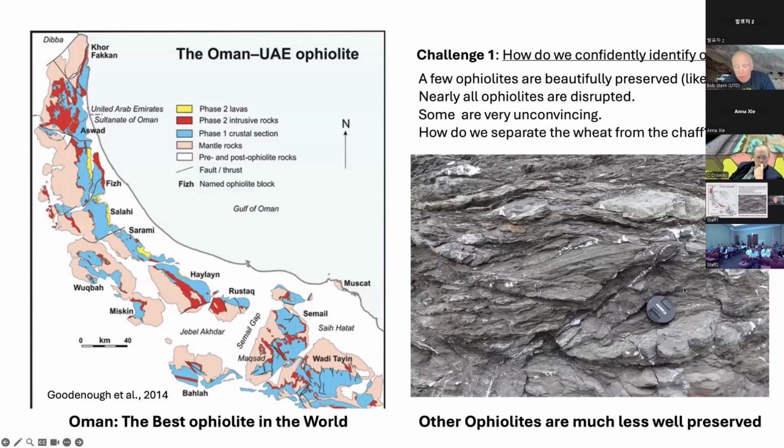But then most other ophiolites look more like this. So this one, you can definitely see deformation, and you maybe struggle to figure out what it was originally, but there's a whole range of ophiolites. A few of them are beautifully preserved. Nearly all ophiolites are disrupted. Some are very unconvincing. So how do we separate the wheat from the chaff? The real ophiolite from the bad ophiolite, the non-ophiolite.